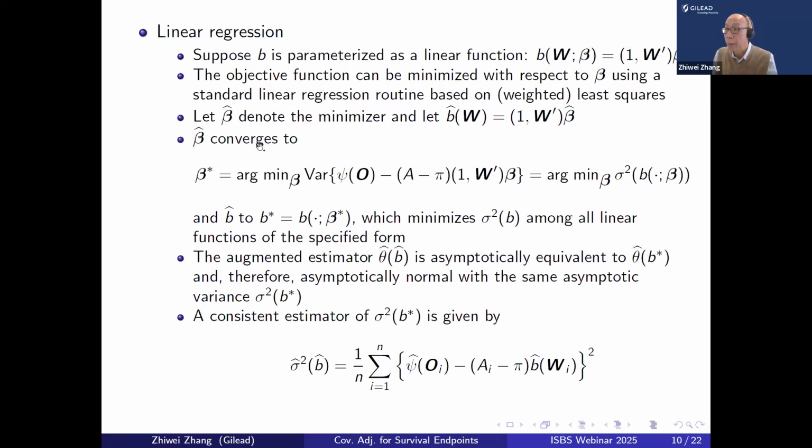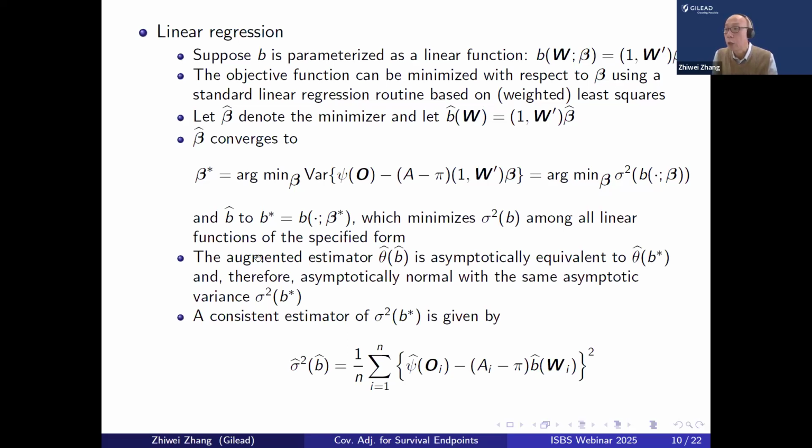And it's easy to see that beta hat converges to some beta star and B hat to a limit function B star, which minimizes this variance function among all linear functions of the specified form. So when we do linear regression, we're not really assuming the optimal augmentation function is linear. Rather, we are looking for the best linear approximation to the optimal augmentation function.